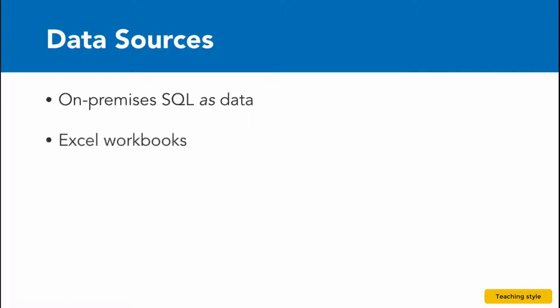On premises, your choices include your SQL data through SQL Analysis Services. If you have data that is in SQL Server in your organization, you can connect that to Power BI. You can also upload Excel workbooks, including Excel data models, for use with the Power BI service, as well as comma-separated values or CSV files. You can also upload files that you have created in Power BI Desktop.